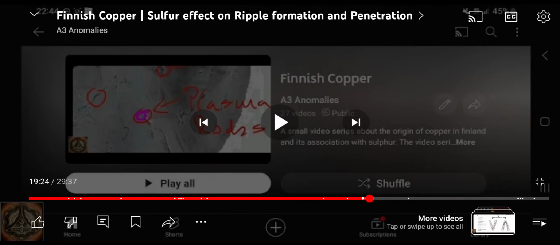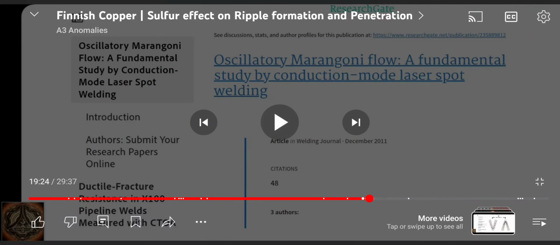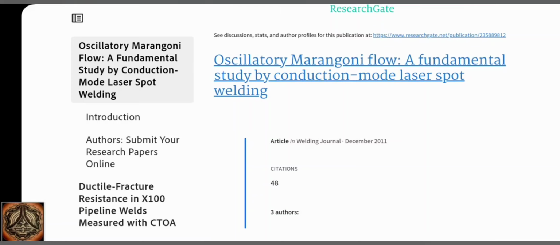In my Finnish copper playlist, there are a bunch of videos, one of which is called the sulfur effect on ripple formation and penetration. In this video I talk about welding, oscillatory Marangoni flow, a fundamental study by conduction mode laser spot welding. You might ask, how is this related to weather? Let me show you.